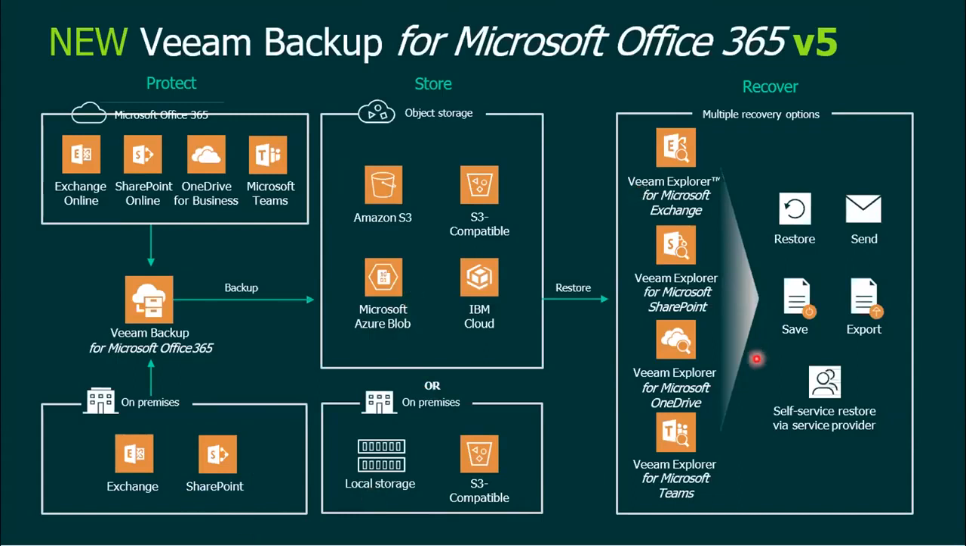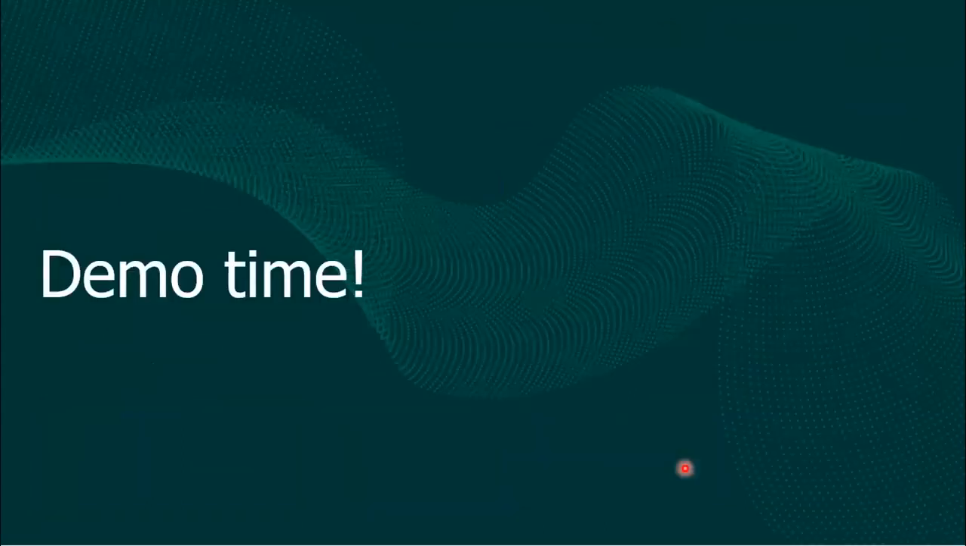When it comes to recovery, these are the recovery options which you get in Veeam Backup for Office 365. You get 4 different types of Veeam Explorers, which give you a GUI view of restoring your different workloads. Right now, let's quickly go to demo time.